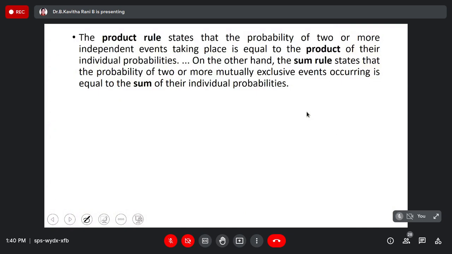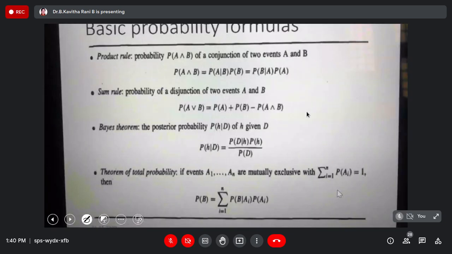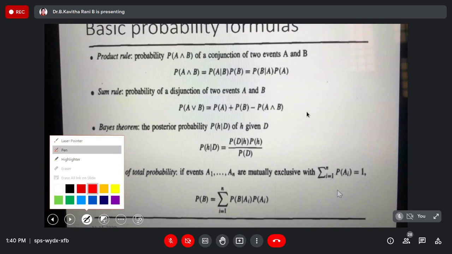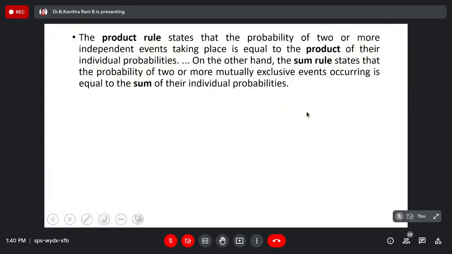The product rule states that the probability of two or more independent events taking place is equal to the product of their individual probabilities. So this is a formula which we will be using for the product rule.